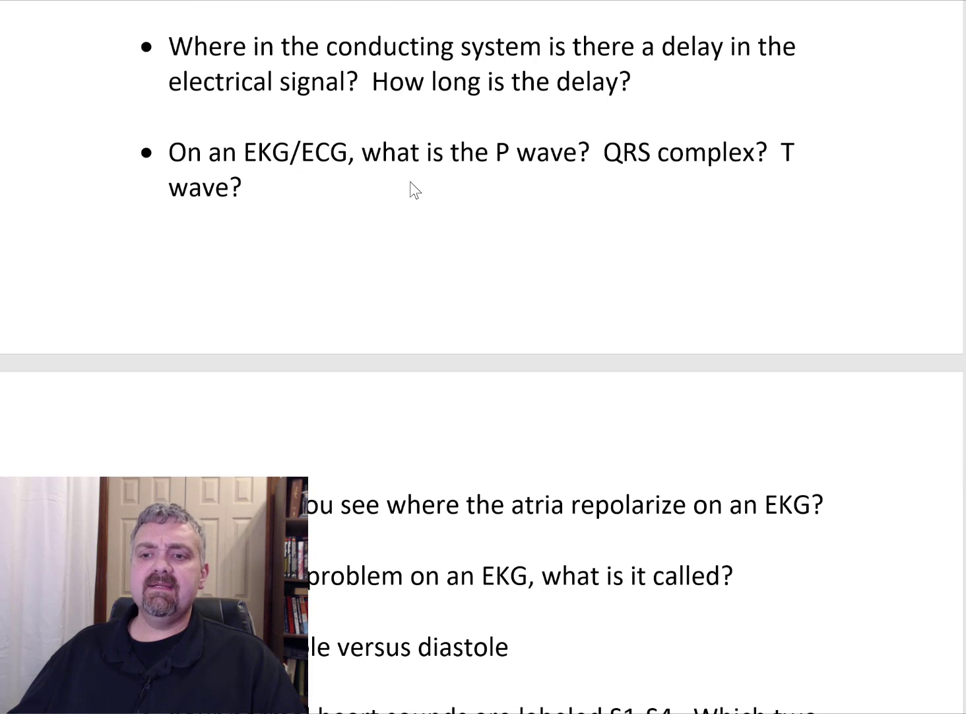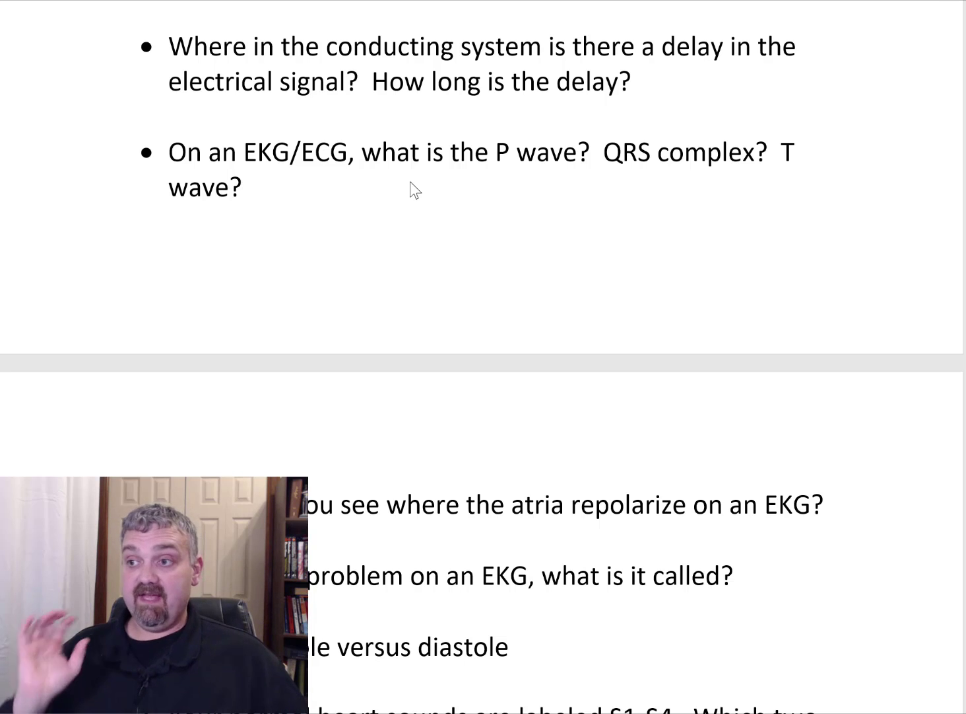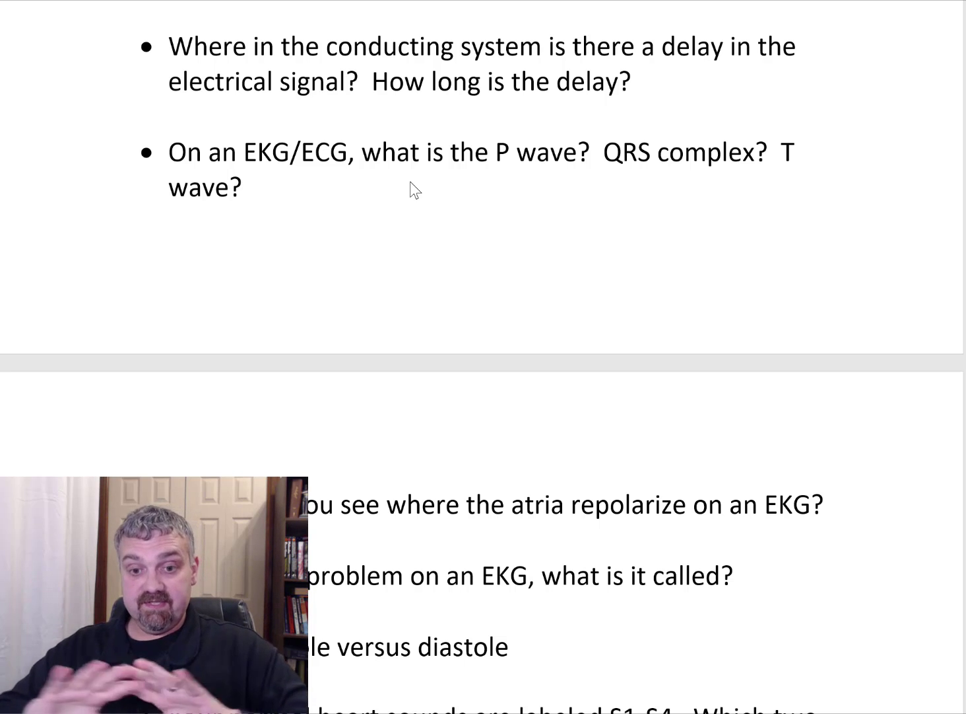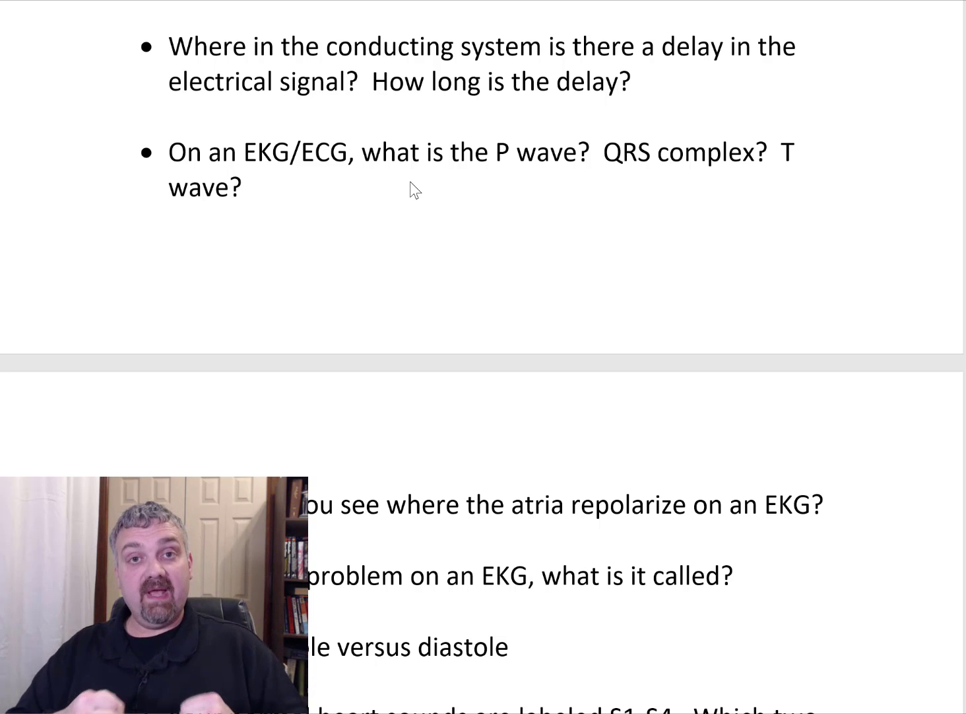Next, where in the conducting system is there a delay in the electrical signal, and how long is the delay? That's going to be at the AV node. The SA node depolarizes both the atria. Think of throwing a big rock in water and seeing ripples go in every direction. So your two atria get depolarized, and now they're ready to contract. There's a delay right then. That's 100 milliseconds long, and it's at that AV node.